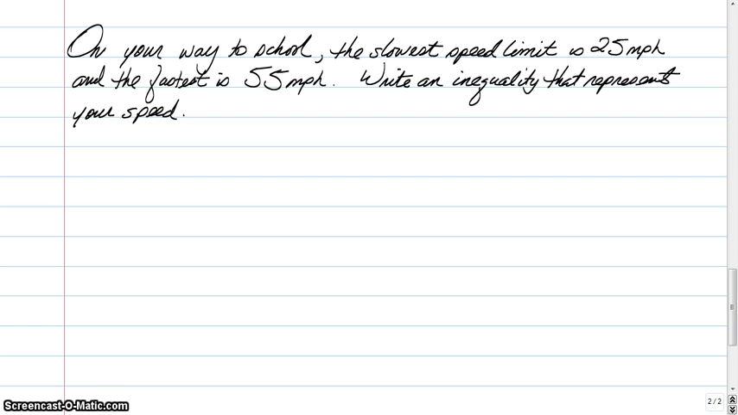All we have to do is write an inequality that represents your speed, provided that you are following the speed limit, and let's pretend that you're going to do the speed limit and you're not going to just drive around at 5 miles per hour. In that case, if you're following the posted speed limit, you would be driving at your slowest of 25 miles per hour, which is less than or equal to your average speed, which is less than or equal to the highest speed limit of 55 miles per hour.